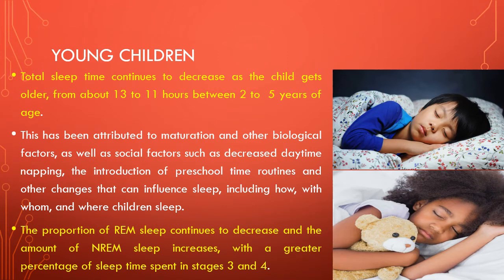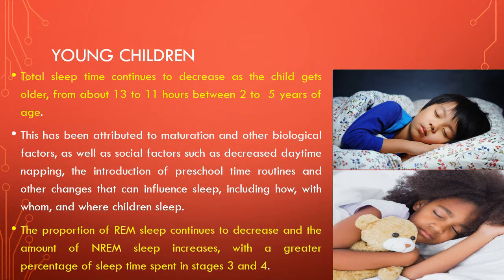Alright, so young children. Total sleep time continues to decrease as the child gets older, from about 13 to 11 hours between 2 and 5 years of age. This is usually attributed to maturation, so their ability to physically grow, and other biological factors, as well as social factors such as decreased daytime napping, the introduction of preschool time routines, and other changes that influence sleep.